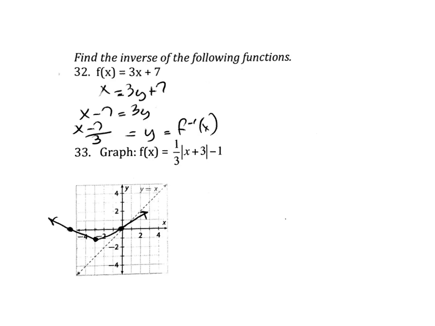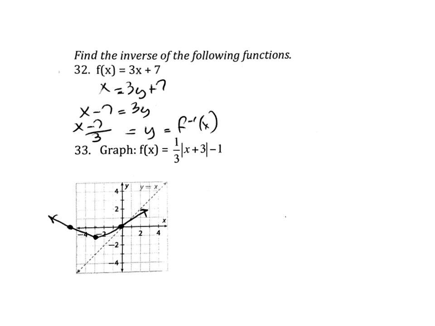32 says find the inverse. Y'all are great at this. This is something everybody should get. Switch the x and the y's. Did that. Then get the y by itself. So move the 7 over, make it minus 7, divide by 3, which I did right there. The whole side by 3. And don't forget your little notation. I'm not going to spend too much time there.